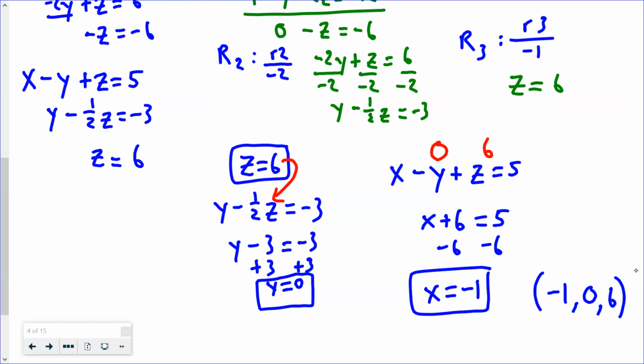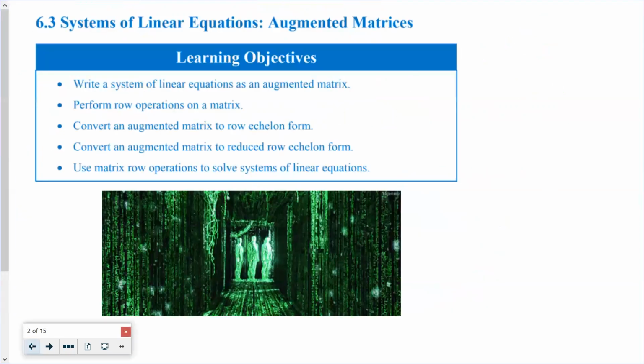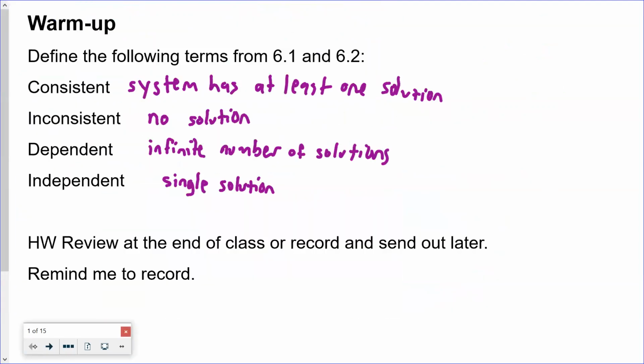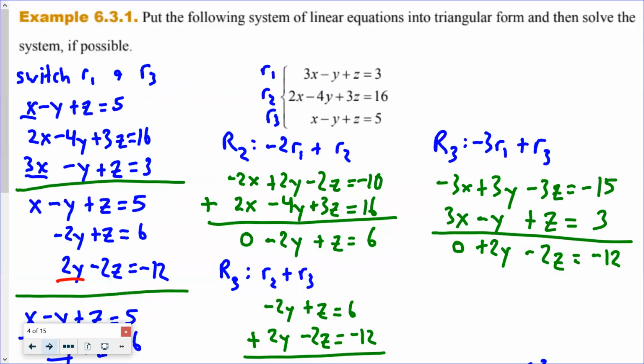So this had one solution, which means that this is a consistent, independent system. Because if I were to go back to our original notes, or the introduction, we said consistent means it has at least one solution, and if it has just one, it's independent. So this is an independent, consistent system. There's just one solution, and that's how we found it.